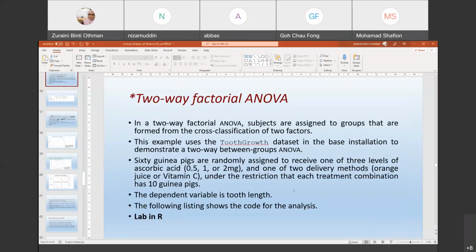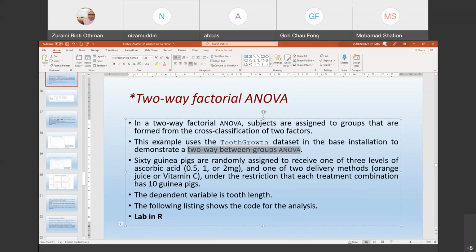For this exercise, we use the dataset ToothGrowth. This dataset is used to demonstrate a two-way between group ANOVA. This is the case, where we use this dataset to demonstrate the two-way between group ANOVA.